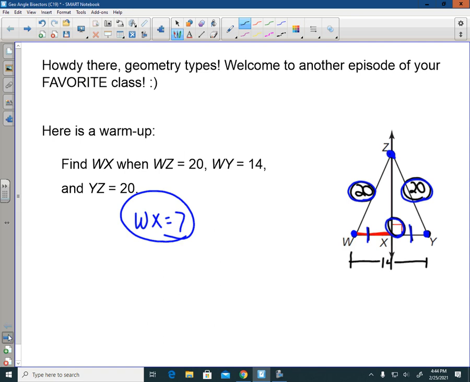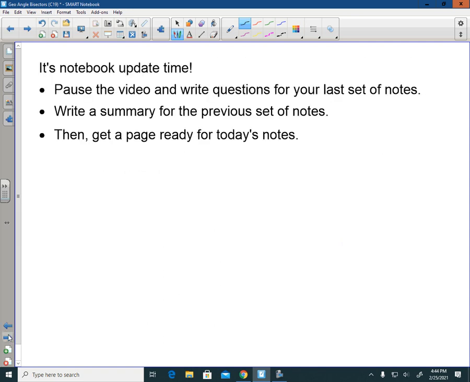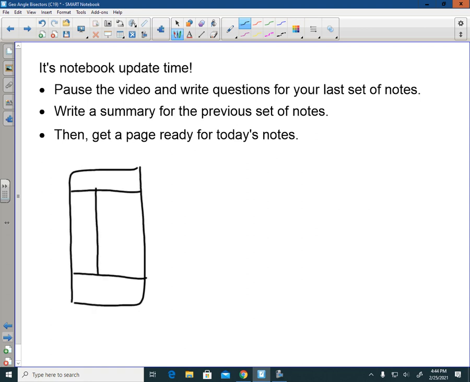All right, here we go. Now's a good time to update that notebook. The last time you watched a video, it was perpendicular bisectors, and so you probably have a partial set of notes for perpendicular bisectors. You have a page that looks like this, and you have notes here. Perpendicular bisectors is the topic, and then you have the essential question, the EQ, right there. What you don't have now are questions, and that's what you're going to do now.